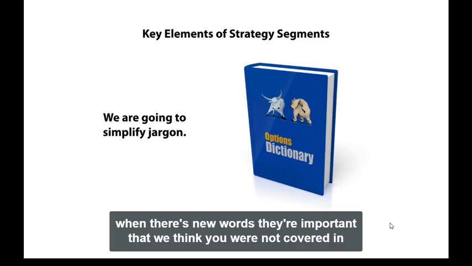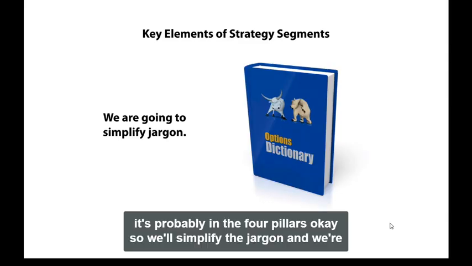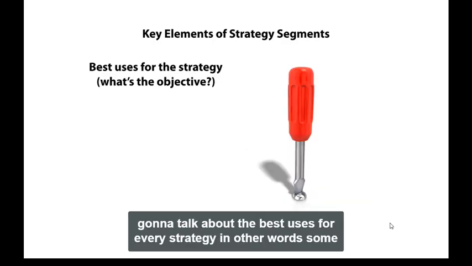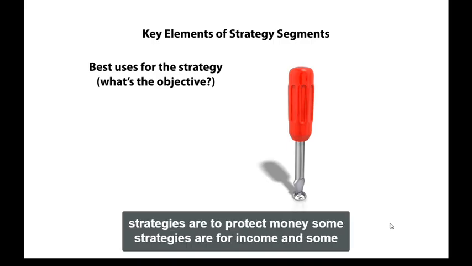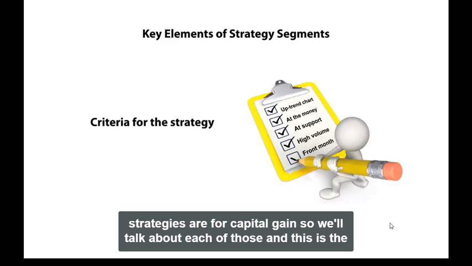We're going to simplify jargon. So when there's new words that are important that we think are not covered in the 4 pillars, if there's a word you don't understand and we don't define it, it's probably in the 4 pillars. Okay. So we'll simplify the jargon, and we're going to talk about the best uses for every strategy. In other words, some strategies are to protect money, some strategies are for income, and some strategies are for capital gain. So we'll talk about each of those.